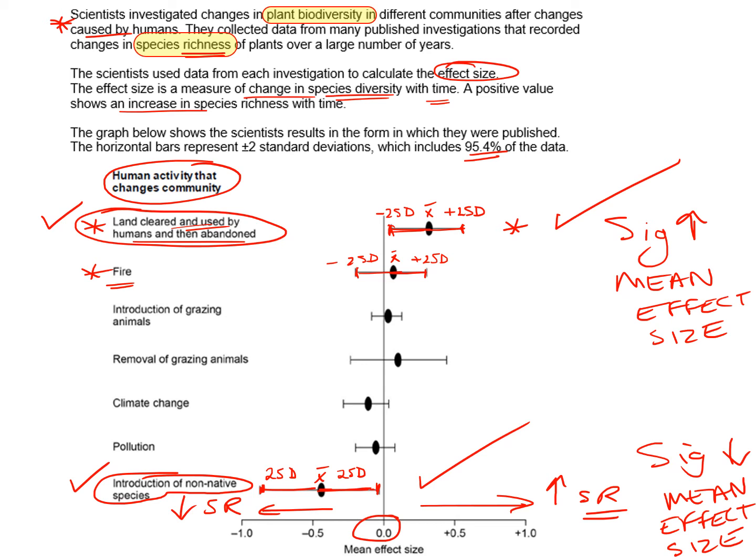Now, if we look at the fire, we can see the SD bars overlap with the mean effect size, so there's no significant change in effect size. That is the same for grazing animals, and it's the same as well for the removal of grazing animals, even though there's a bigger spread of data away from the mean value, and we can see also for climate change and the effect of pollution, where the SD bars all overlap with the 0 mean effect. So no significant change would encompass all this data in the middle.